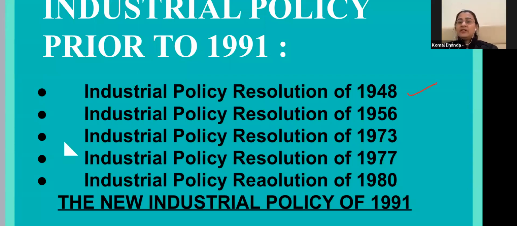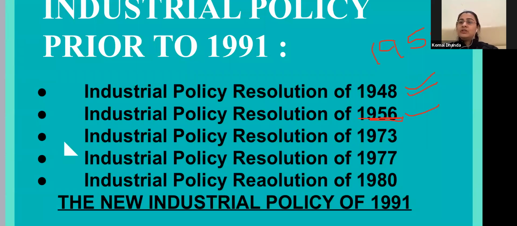Okay, this was the first industrial policy in Indian economy. And the second one was in 1956. But see, our constitution was formed in 1950. So if somebody asks you which was the first industrial policy in India, you'll say 1948, correct. But which one was the first industrial policy which was passed in parliament? Then the answer will be 1956, right?